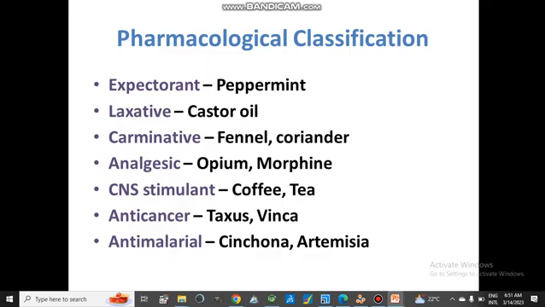Analgesics, the examples are opium, morphine. CNS stimulant like coffee, tea. Anti-cancer, Taxus, Vinca. And anti-malarial, Cinchona, Artemisia. So in this way, the drugs are classified.